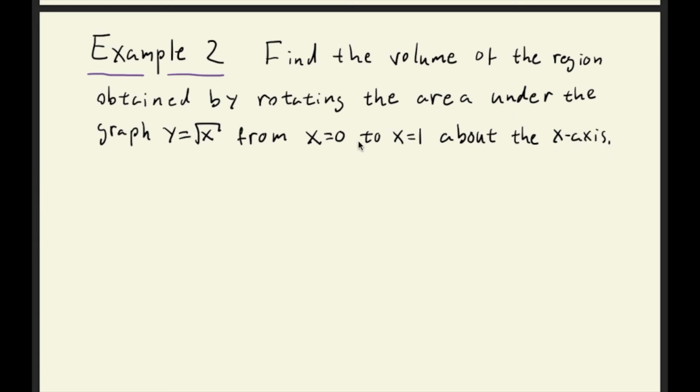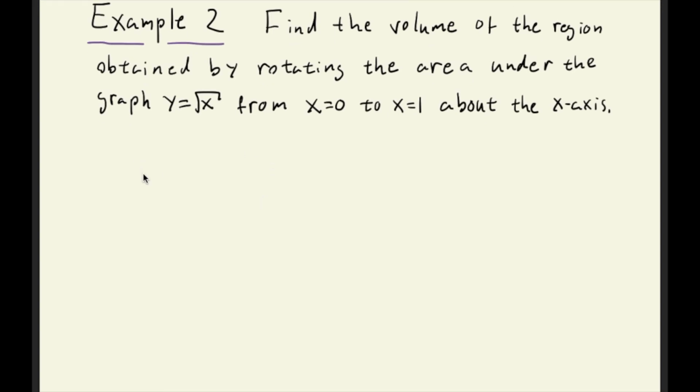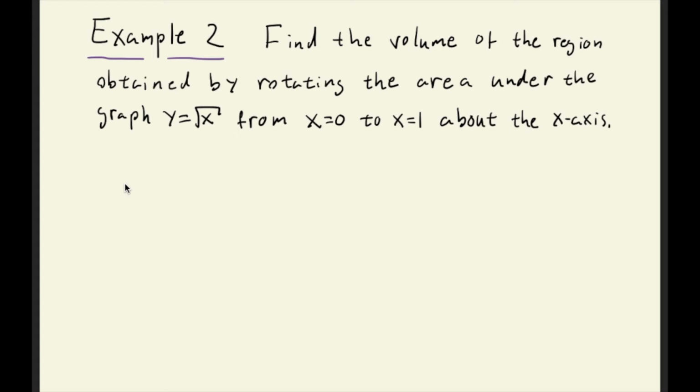Find the volume of the region obtained by rotating the area under the graph y equals root x from x=0 to x=1 about the x-axis. Okay, so in this problem, let's draw what's happening. So you have here the y-axis and the x-axis. And y equals root x, you can think of it, if you square both sides, as x equals y squared. It's a parabola, but it goes sideways like this. So that's y equals root x. And we're only considering it from x equals 0 to x equals 1.